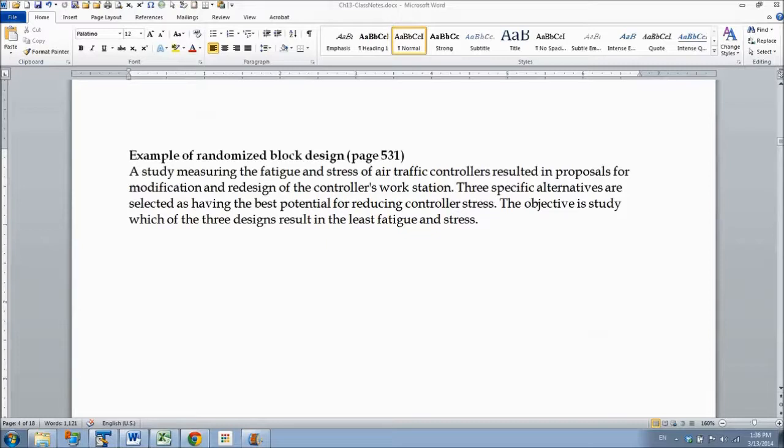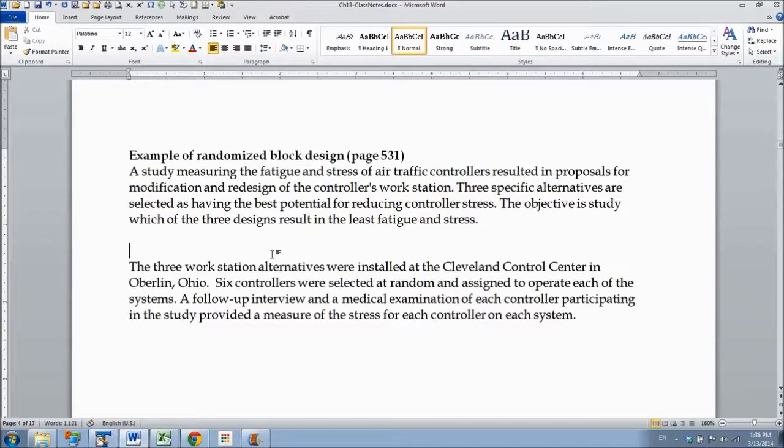The objective of the study is to see whether there are any differences in the three designs in terms of the fatigue and stress experienced by the controllers. And is there one design that results in the least fatigue and stress for the controllers? The three workstation alternatives were installed in Cleveland Control Center, and 6 controllers were selected at random.